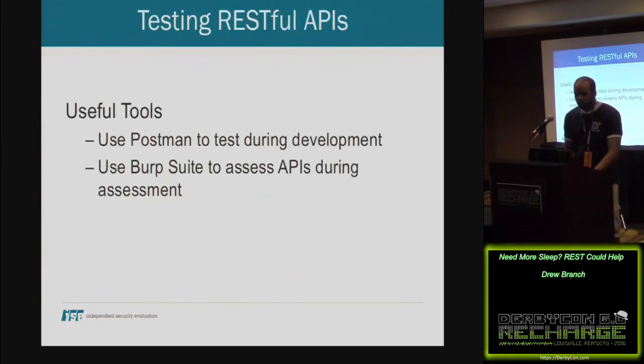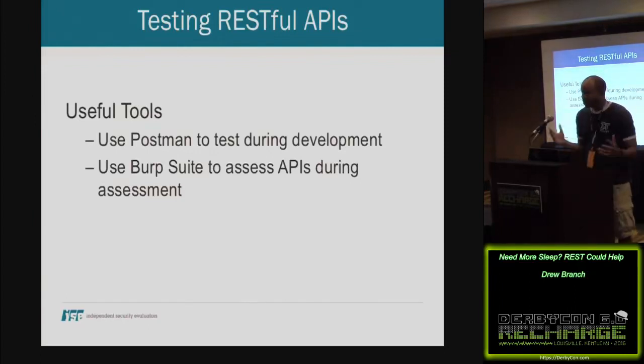So a couple useful tools are Postman. Postman is a Chrome plugin that developers use. I mean, I guess security assessors could use this as well. This is easier for developers to test their APIs. With a great UI, it's pretty good. Burp, as you know, is a great tool to assess APIs during assessments.